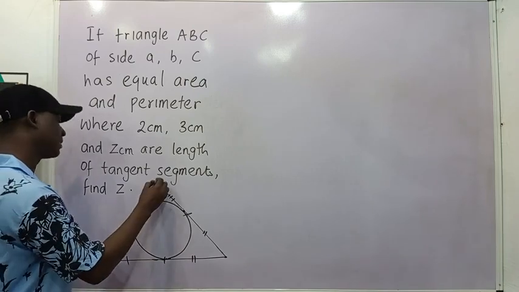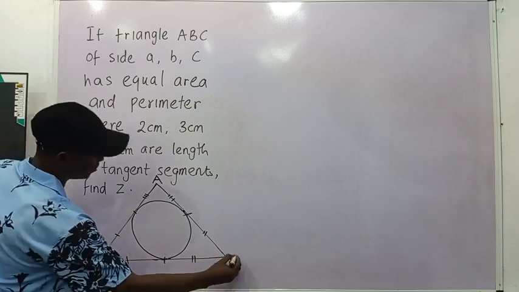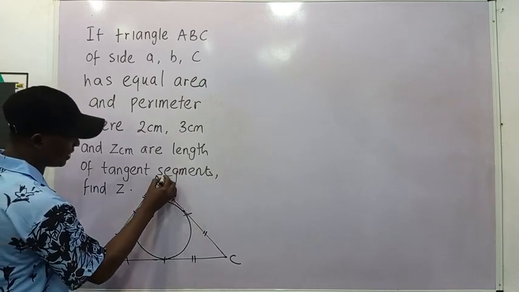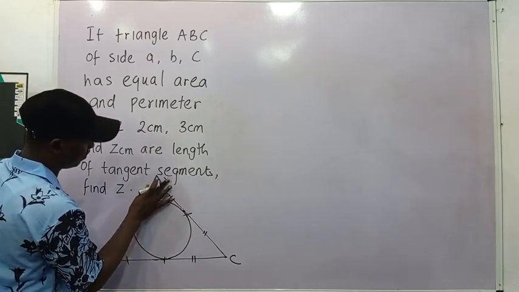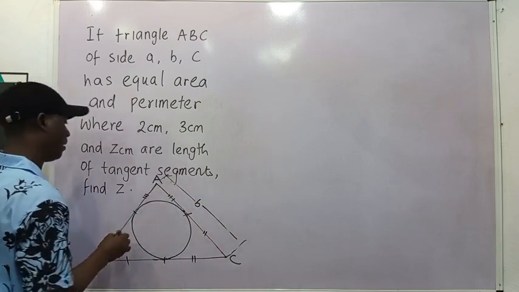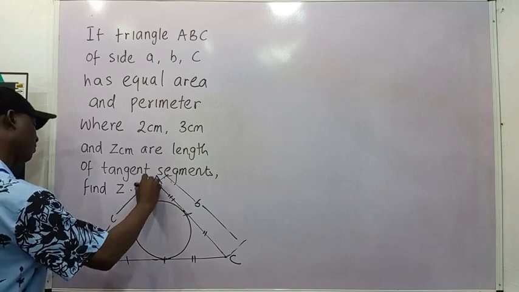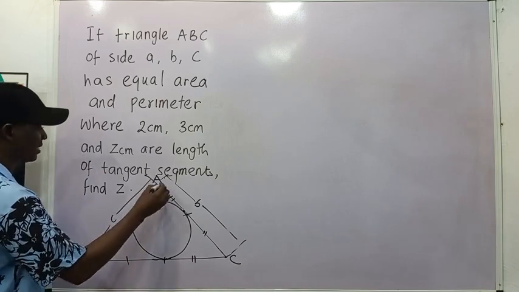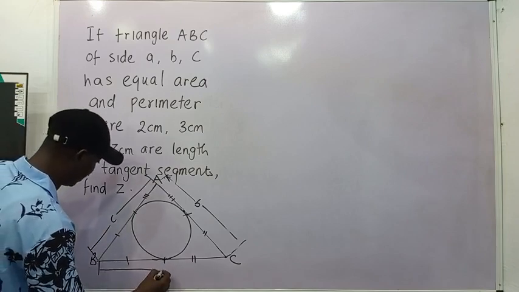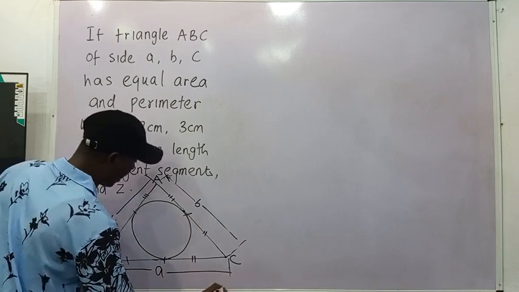Now, the triangle is ABC, according to its structure. Let's say the side facing B is small letter b, the side facing C is small letter c, and the side BC facing A is small letter a.